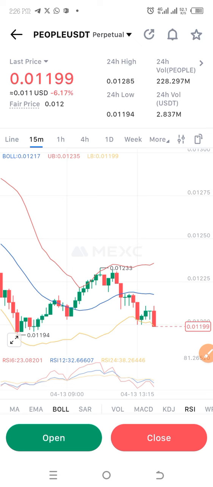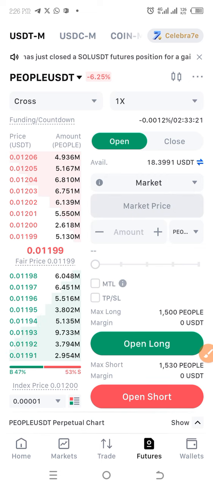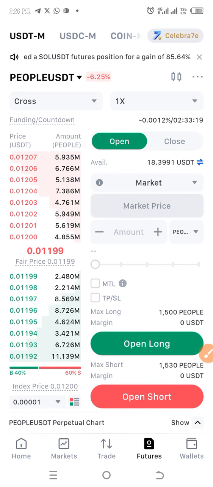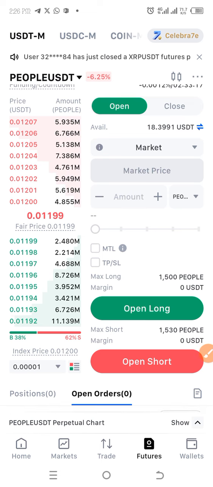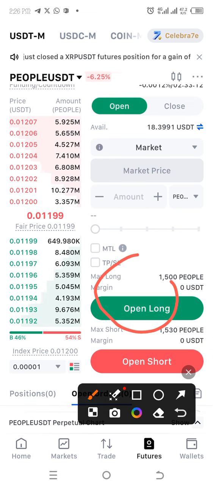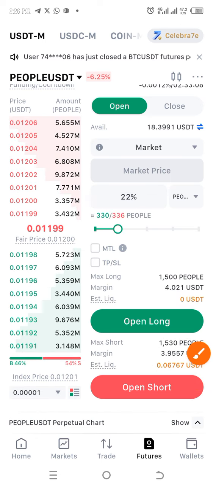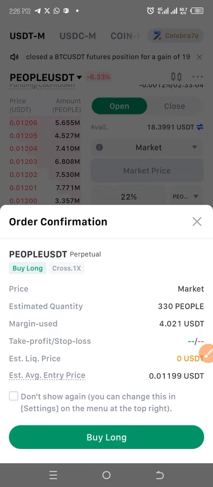So now the market is currently going down. So let me place the order. Let me place the market order here. Market order. You see the market is pushing down heavily. What I need to do is click on this, like I did, 22%. Then I'll place this order.